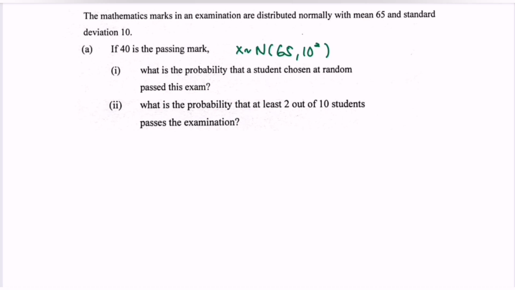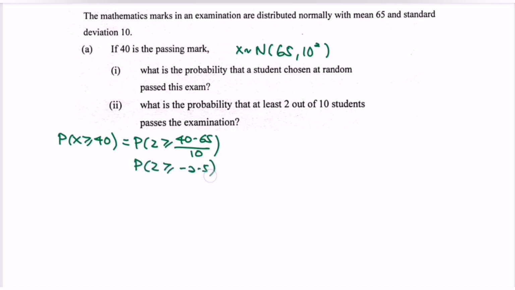So in order to pass the exam, we need the probability that X must be greater than or equal to 40. Standardize the situation: Z greater than or equal to (40 minus 65) over 10. So we have the probability that Z is greater than or equal to negative 2.5.